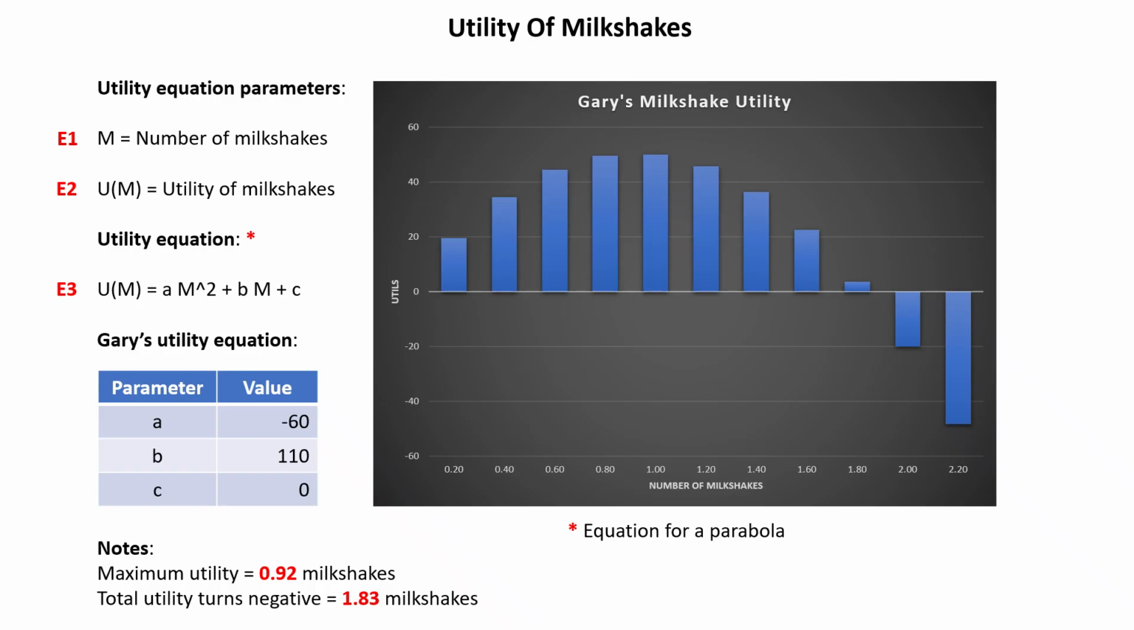And we can see that the graph peaks at around 0.92 milkshakes and then turns negative at 1.83 milkshakes. So after 1.83 chocolate milkshakes, I'm starting to feel pretty sick, and therefore my utility turns negative.